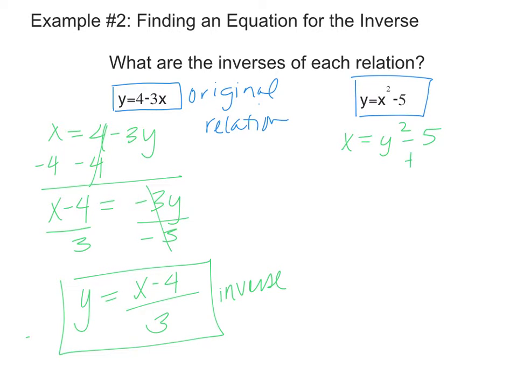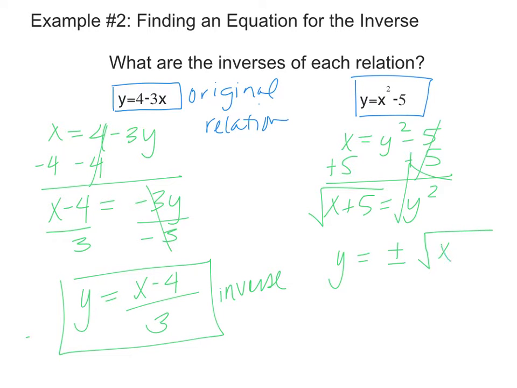Again, we're solving for y, so we're going to add 5 to both sides. We would get x plus 5 equal to y squared. And then we need to take the square root. And here you have to be very, very intentional and be sure that you write y equals plus or minus the square root of x plus 5. And you'll find out why in example 3 that you want to use plus or minus here. But that is your answer.